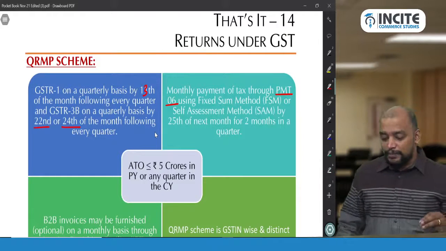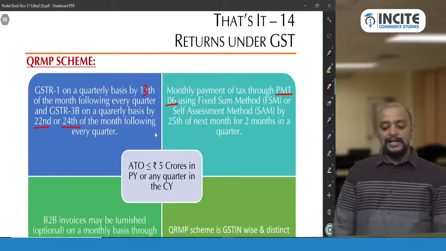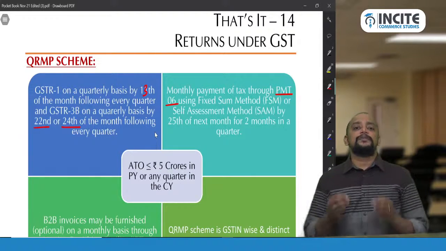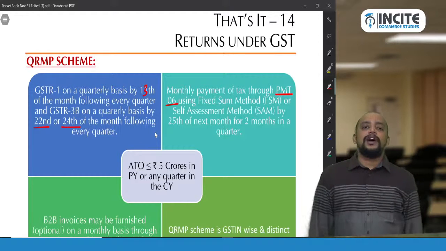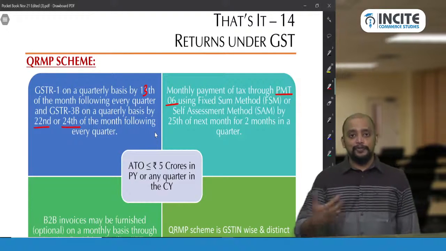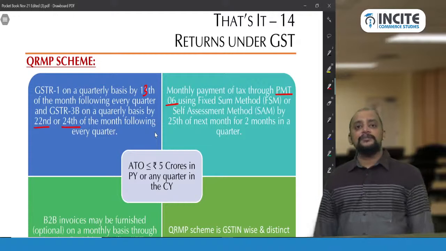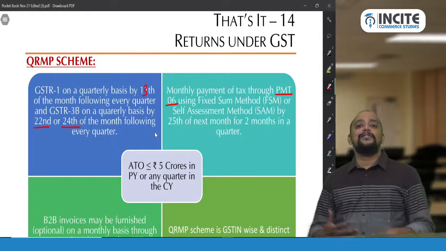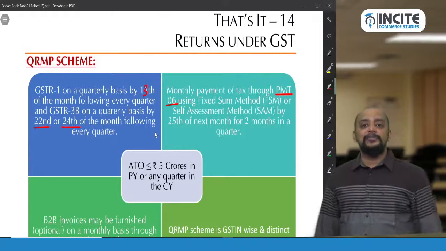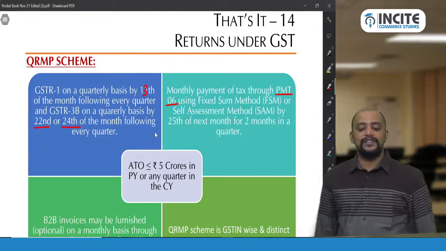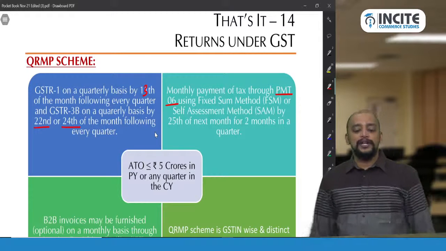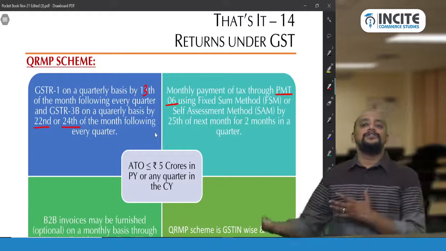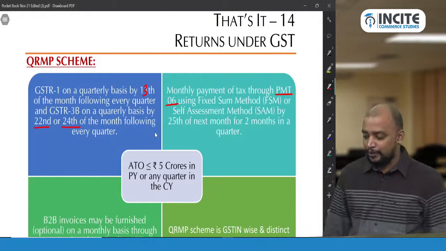But for this monthly payment of tax, we have two options, the fixed sum method and the self-assessment method. Fixed sum method means a particular percentage of the previous quarter's liability we need to pay this month. Whereas self-assessment method means we need to compute how much our actual liability will be, and that actual liability we discharge. This has to be paid by the 25th of the next month for the 2 months in a quarter. What about the third month? Anyhow they will be filing GSTR-3B, so there is no problem. Okay.